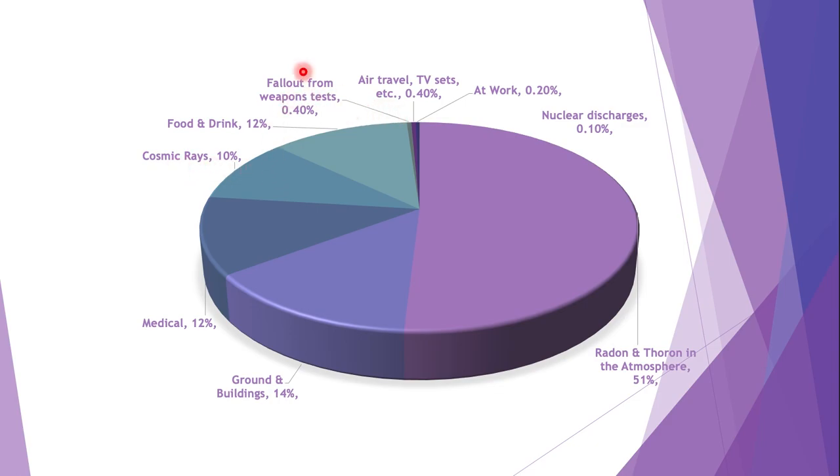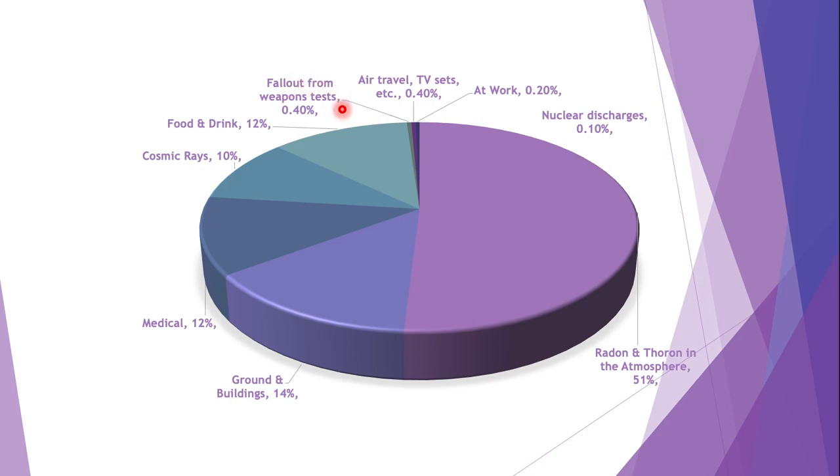Then we have some very minute sources, which are artificial sources. Let me say that. Food and drink, cosmic rays, ground and buildings, and radon and thoron are natural background radiation. But some of this background radiation also contains the artificial sources like air travel, TV sets, etc. These make up only 0.40%. But we also have radiation at work, which is 0.20%.